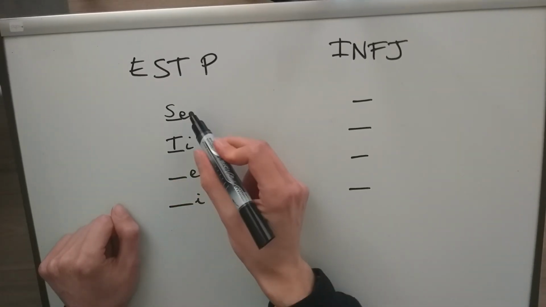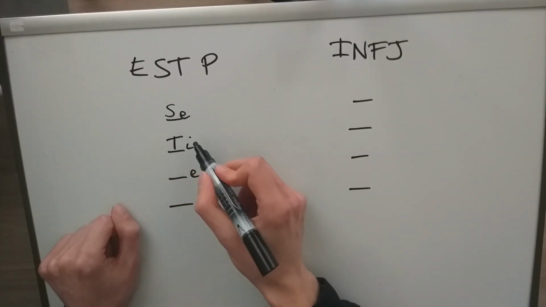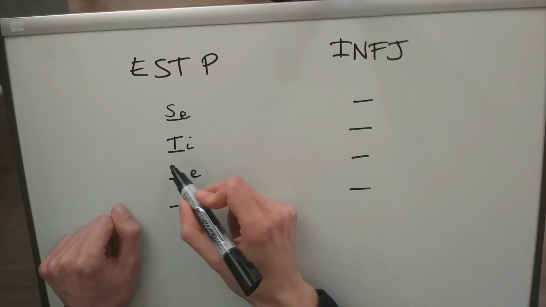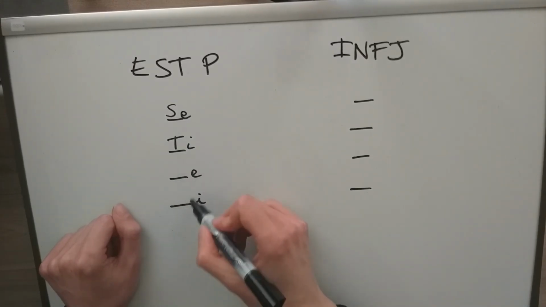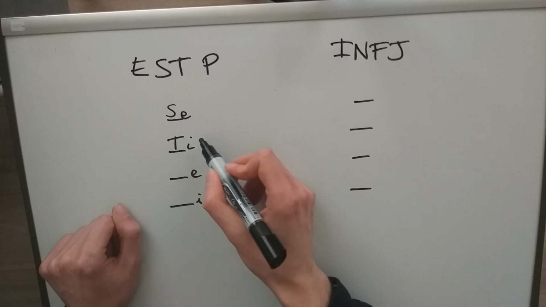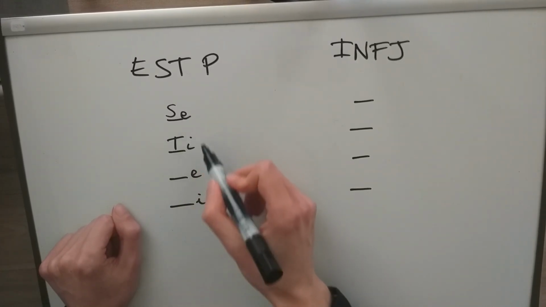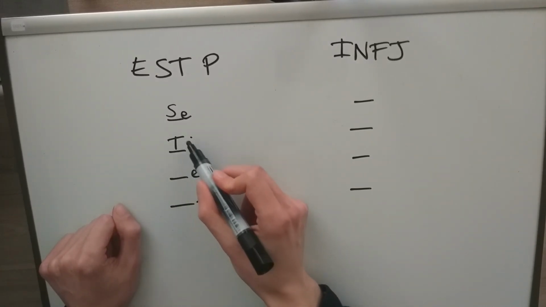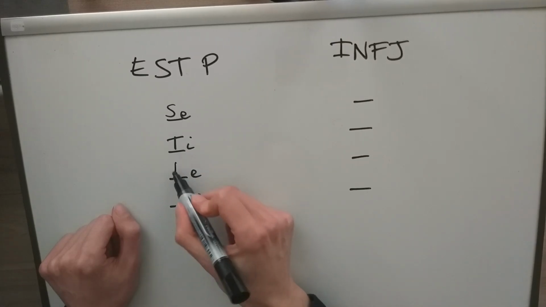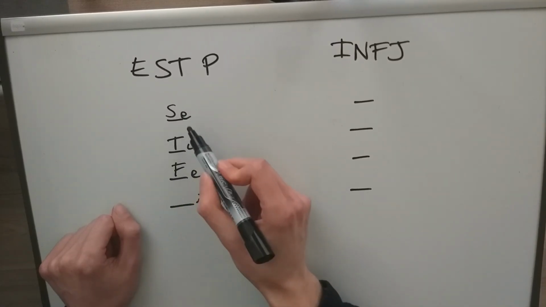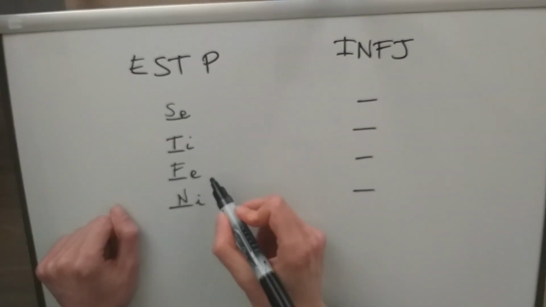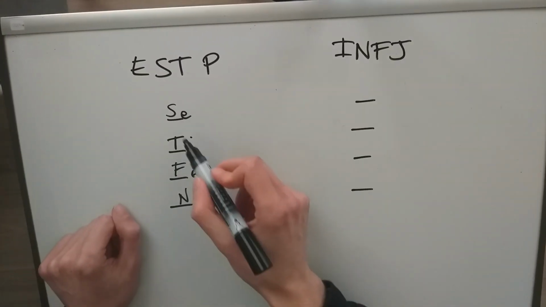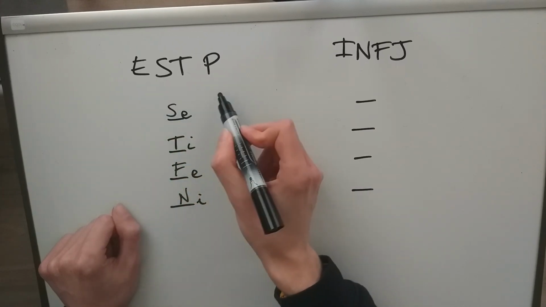Which means that now we have the first two functions, and all we need to know is the first two, because now we can fill in automatically the other functions, because we know that they always work in pairs, the outer pair and the inner pair, right? So the pair of Ti is always Fe, and the pair of Se is always Ni. And so now we've got the function stack of the ESTP type.